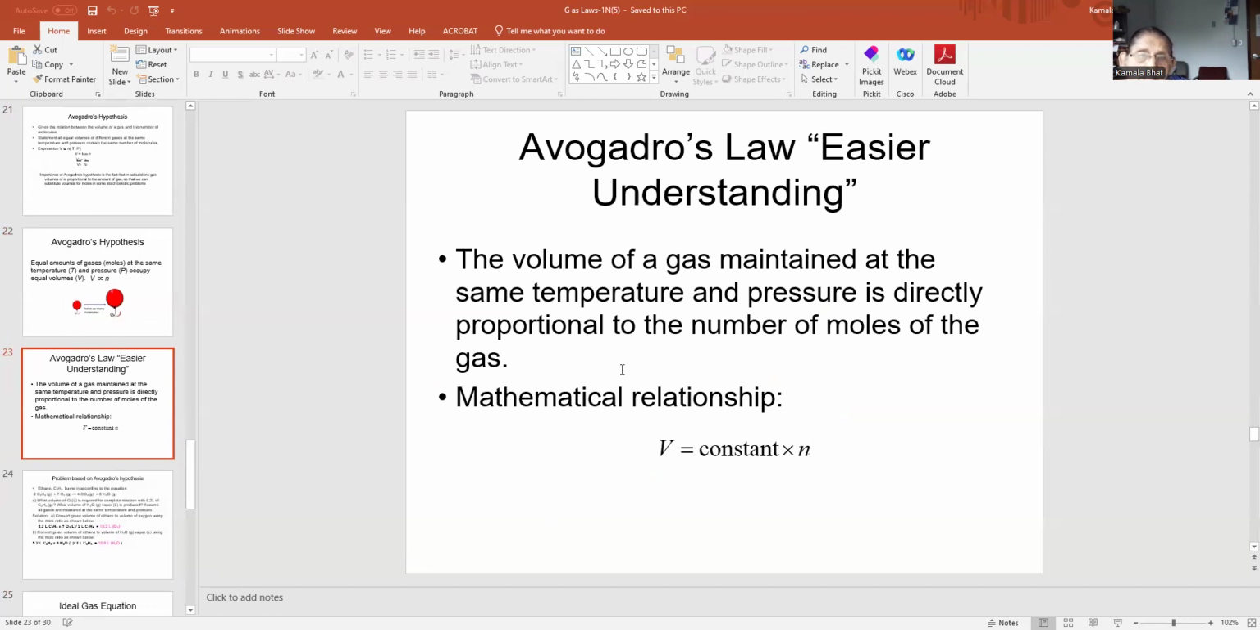Making our understanding of Avogadro's law easier. The volume of a gas maintained at a specific temperature and pressure is directly proportional to the number of moles of the gas that is there. The mathematical relationship is V is equal to a constant times n.